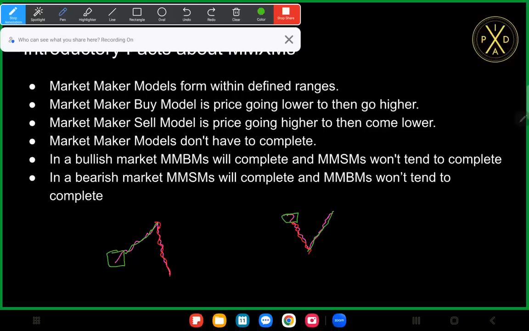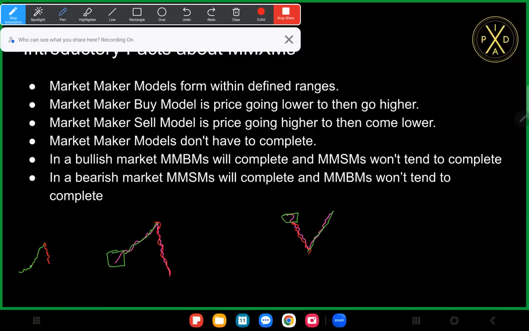Now, one alternative that price could do is, let's say for a sell model, price could go higher, and then it could then just come lower like this.